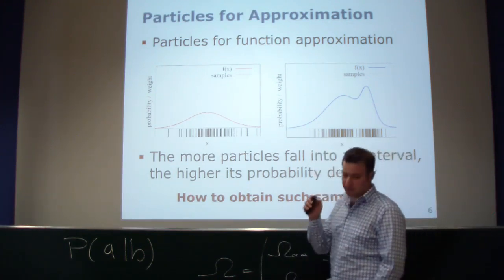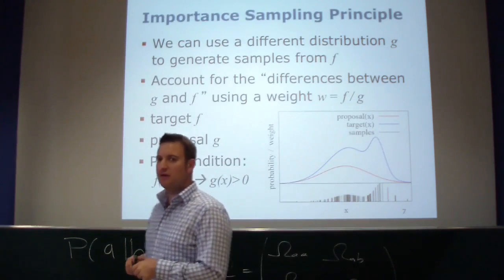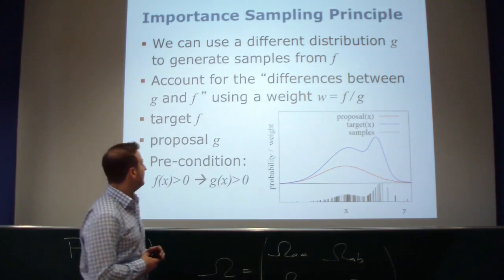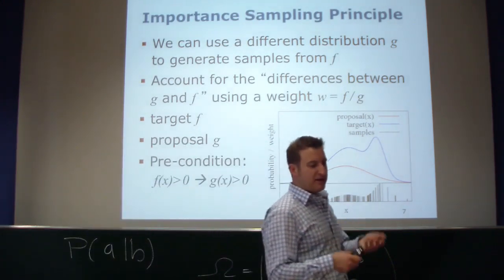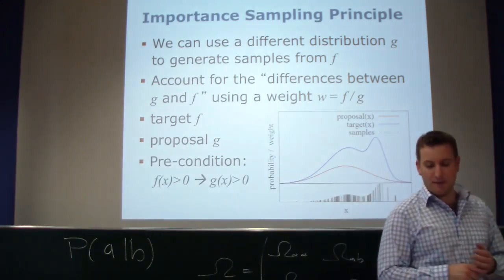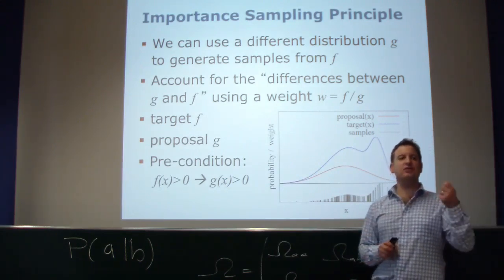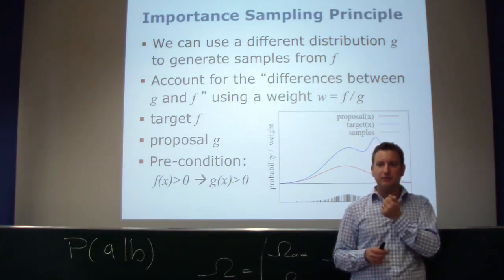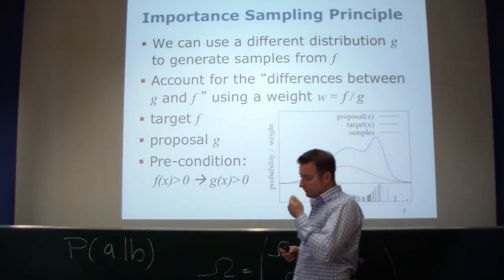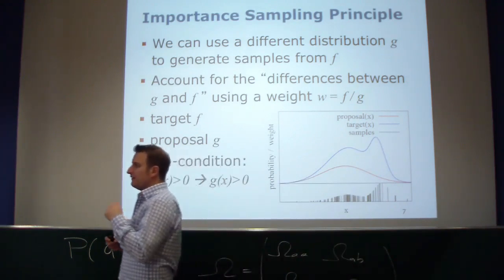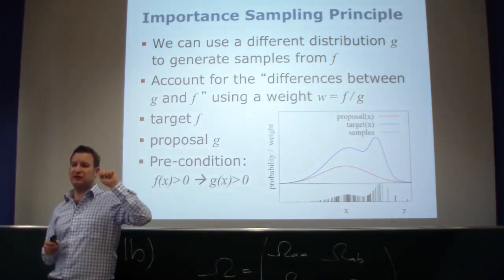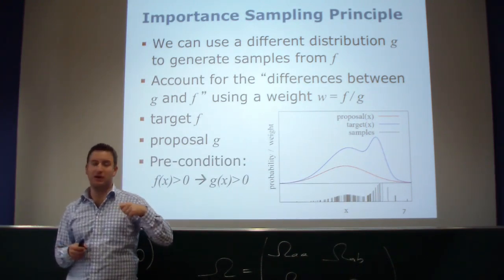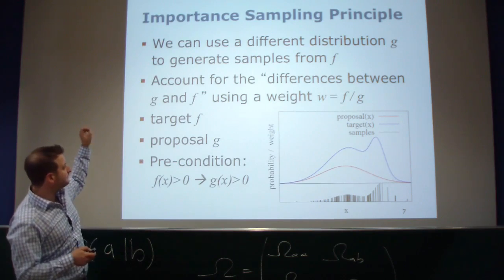Well, there's an important principle that these non-parametric sampling approaches use, which is the so-called importance sampling principle. It tells you that to obtain samples from a function f, you don't need to generate these samples from that function f. You can take a different function, function g. The only thing you have to do is account for the difference between the function f and the function g. And this is done by weighing the samples.